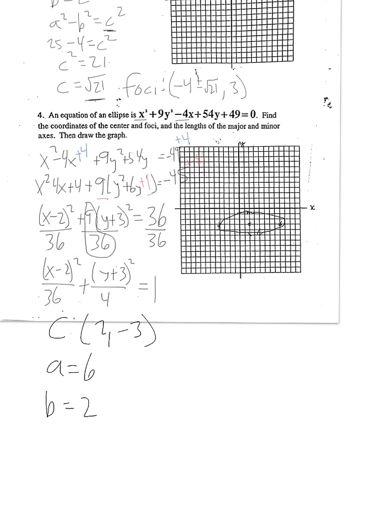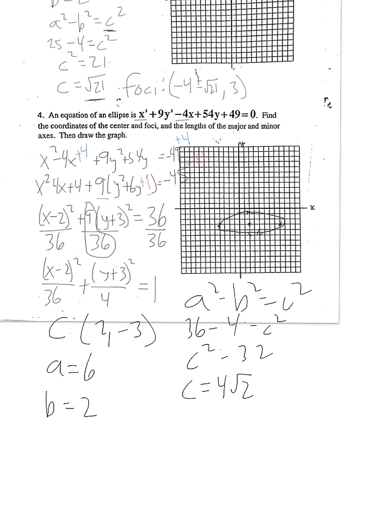Find the focal points using a squared minus b squared equals c squared. We know a squared and b squared, 36 and 4. So 36 minus 4 equals c squared. C squared equals 32. So c is 4 radical 2 when you square root.